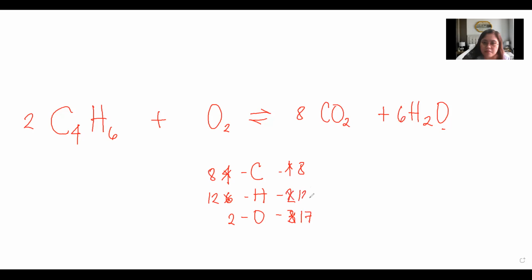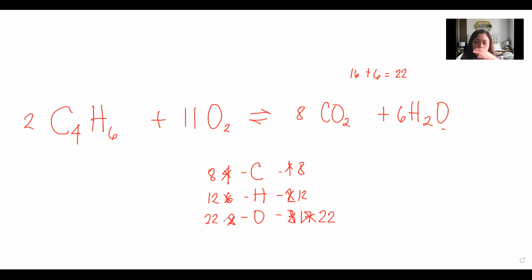And this becomes 12. Now, how about the oxygen? Siyempre, magbabago yan siya. 8 times 2 is 16, plus 6 times 1 equals 6. So a total of 22. So 22 divided by 2 is 11. So I'll place 11 here. So this becomes 22 now.